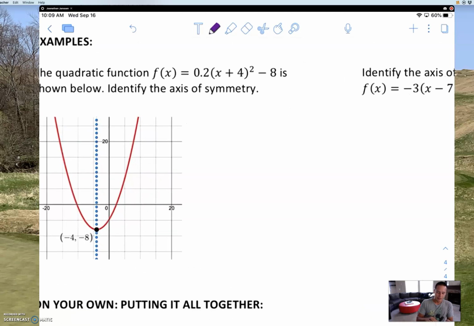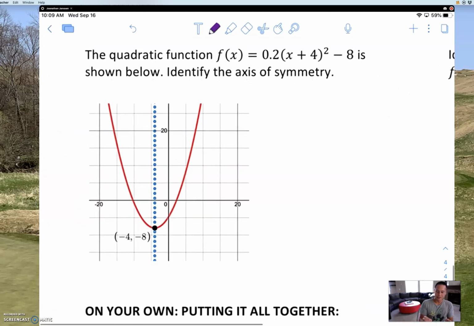So if you imagine you have a quadratic function given by that function right there, and we know that the vertex is -4, -8. The axis of symmetry is just the equation of this dotted line that's going straight up through the middle of the graph.